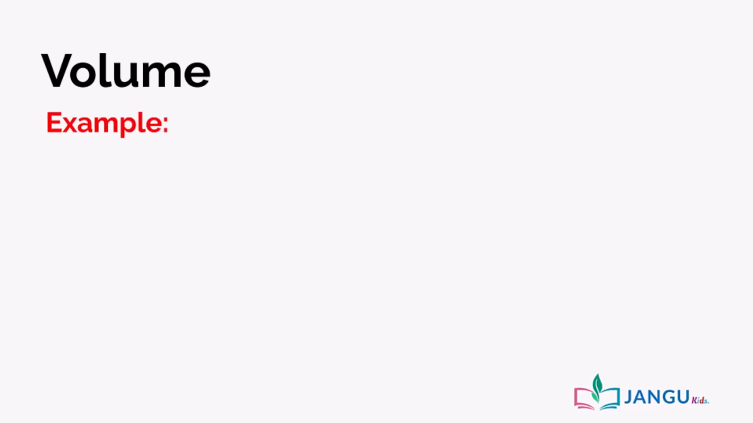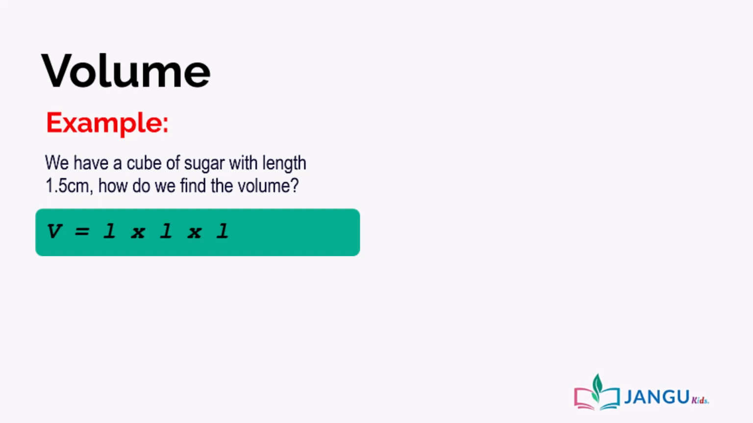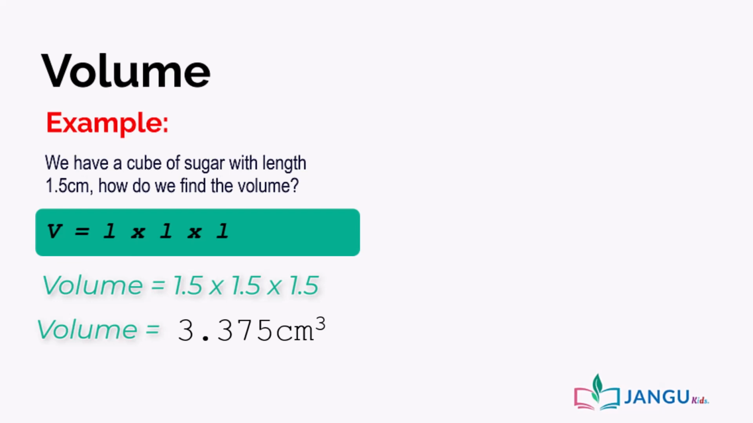Let's look at an example. We have a cube of sugar with length 1.5 centimeters. How do we find its volume? We say V is equal to length times length times length, which is equal to 1.5 times 1.5 times 1.5, and this is equal to 3.375 centimeters cubed. So the volume of our cube of sugar is 3.375 centimeters cubed.